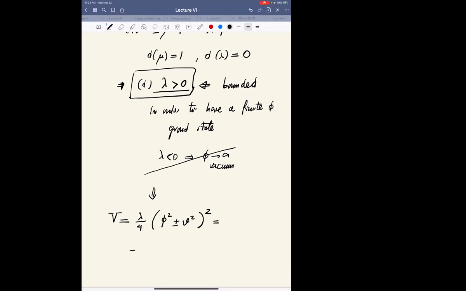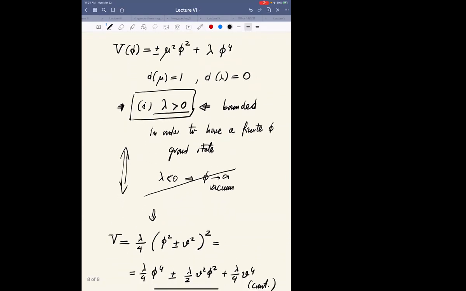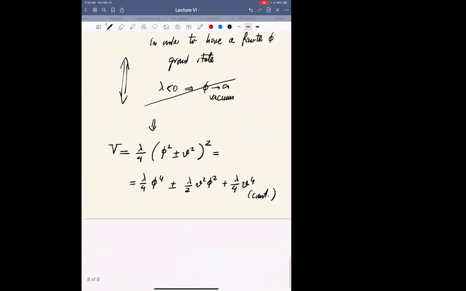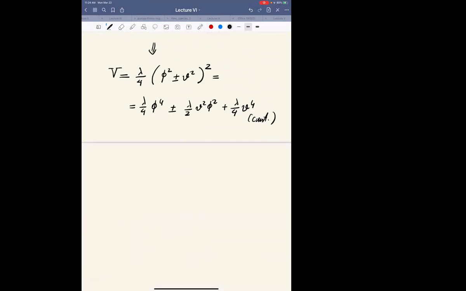Why? Because this is lambda over 4 phi to the fourth, plus or minus lambda over 2 v square phi square, plus lambda over 4 v to the fourth. I've added a constant. This is just a constant, and the constant has no impact on the equation of motion. So this is actually the same potential. There is an equivalence here. The potentials are equivalent. Is that clear, please? Notice that in these conventions mu square is simply proportional to lambda v square.